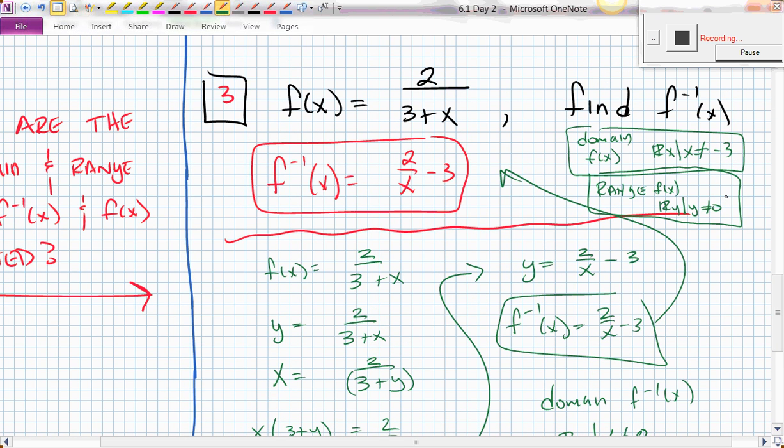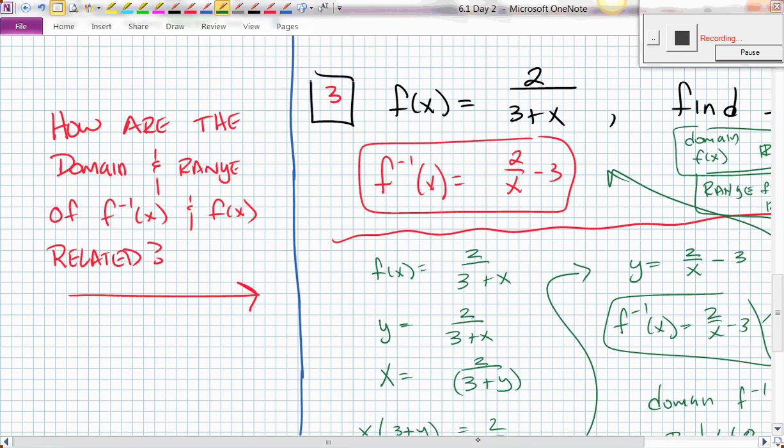So the big idea here, my last guiding question, is how are the domains and ranges of f inverse of x and f of x related? Turns out the domain of f of x is equal to the range of f inverse of x, and the range of f of x is equal to the domain of f inverse of x. So they just flip-flop. Interesting stuff. All right, that was a good lesson.